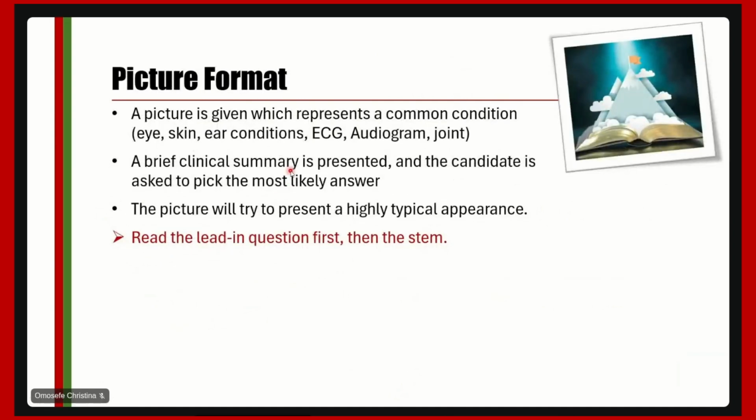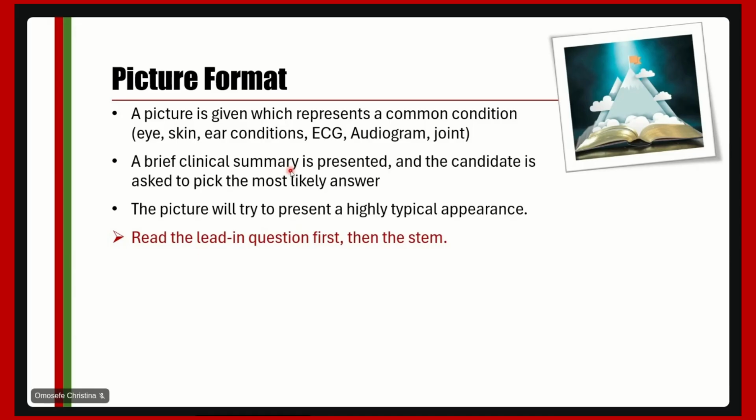The next one is picture format questions. So they will give you a picture. Common ones are eye, skin, and ear. But you can also get an ECG. You can also get an audiogram, a hearing test, or you can also get a picture of a joint like Heberden's node, which you can see in osteoarthritis, or Osler's node in rheumatoid arthritis. I hope I'm getting that right.